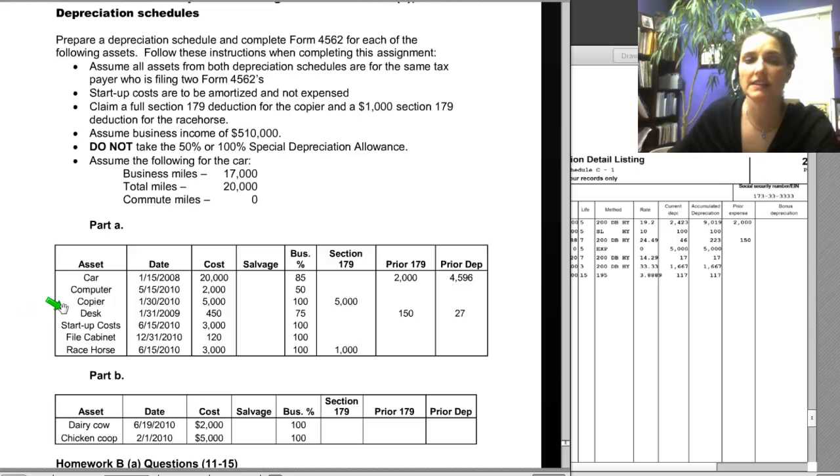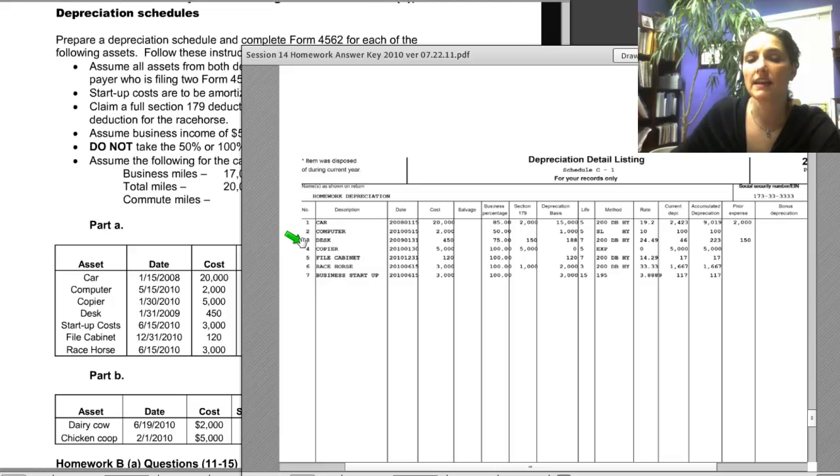So next up we have the desk, and the desk was placed in service in an earlier year, 2009. And in 2009 we reported a cost of $500, business use percentage of 75%, prior Section 179 deduction claimed of $150, and prior depreciation claimed is $27. So how do we treat this in 2010? Well, for 2010, we still show that original cost. We still show 75% business use. We indicate that prior Section 179 of $150 has been claimed.